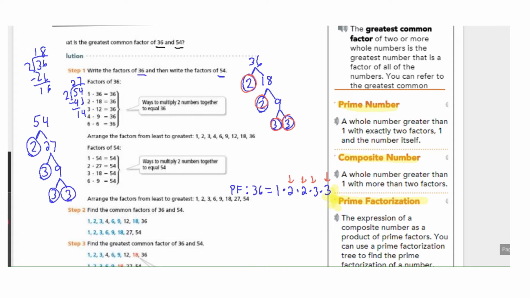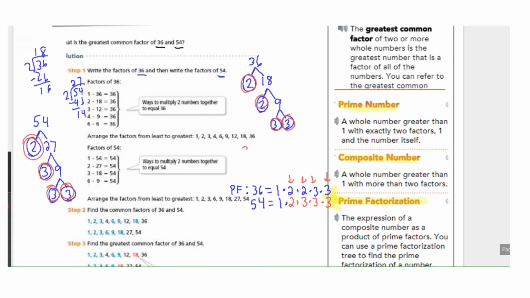So the prime factorization for 54, I'm going to write it right underneath 36, is going to be 1 times 2 times 3. And you always want to write this from least to greatest. So 2 is the lowest prime number, so I put the 2 first, and then I put my 3 times this 3 times this 3. And this is going to be the prime factorization.